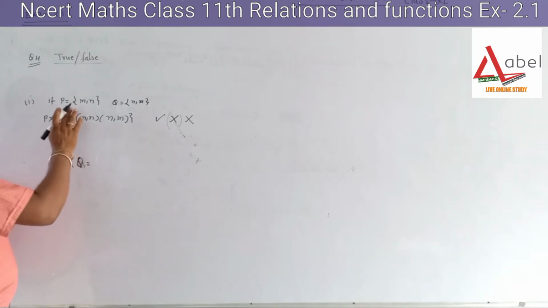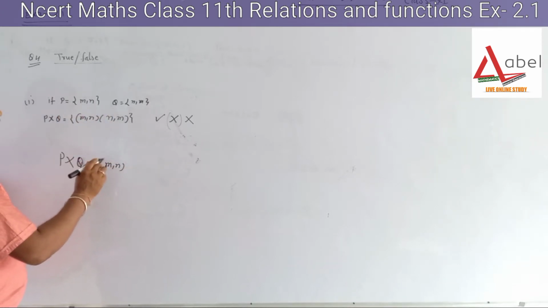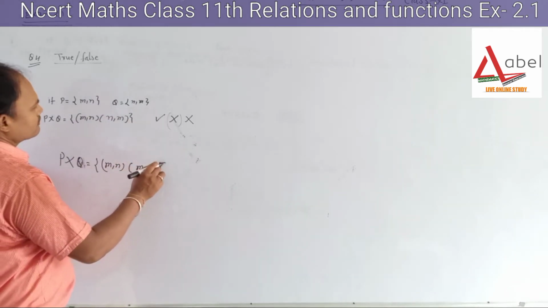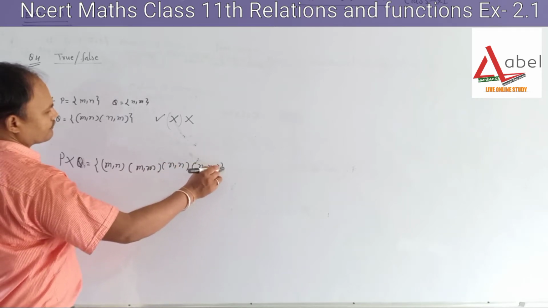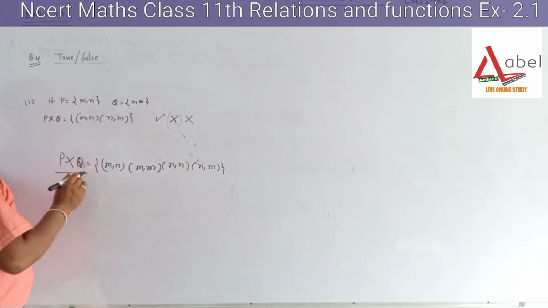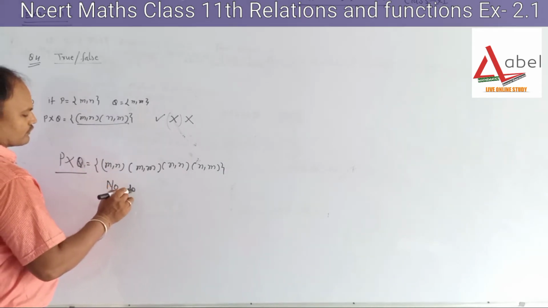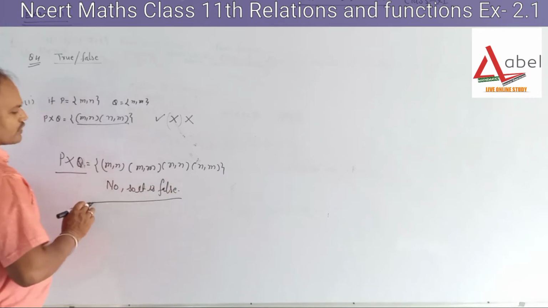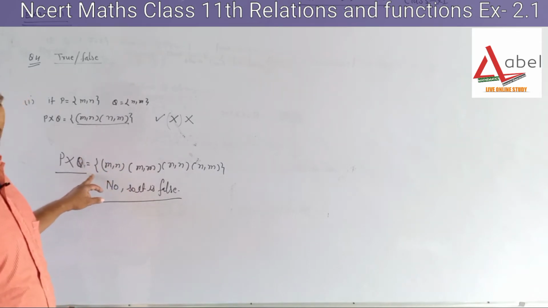Let's see. When we are multiplying, it is M cross M, M cross N, N cross N and N cross M. It is the value of P cross Q. Is it this? No. So it is false. Okay students, this is not the answer, so we can say that it is not a true answer, it is a false answer. This is the first question.